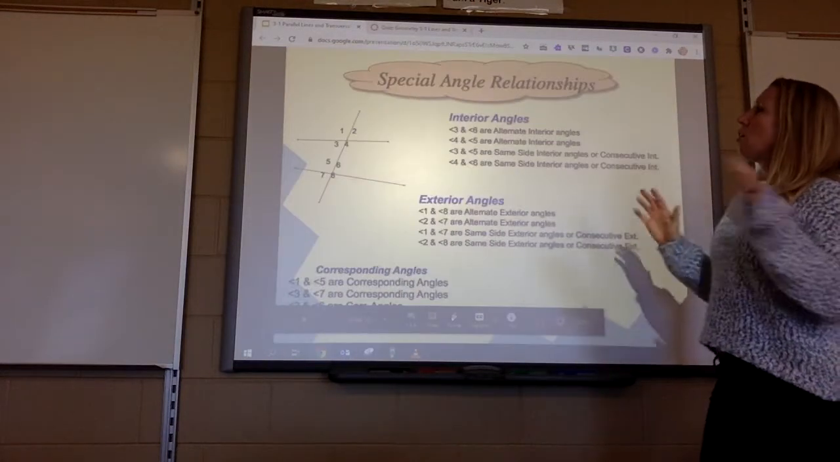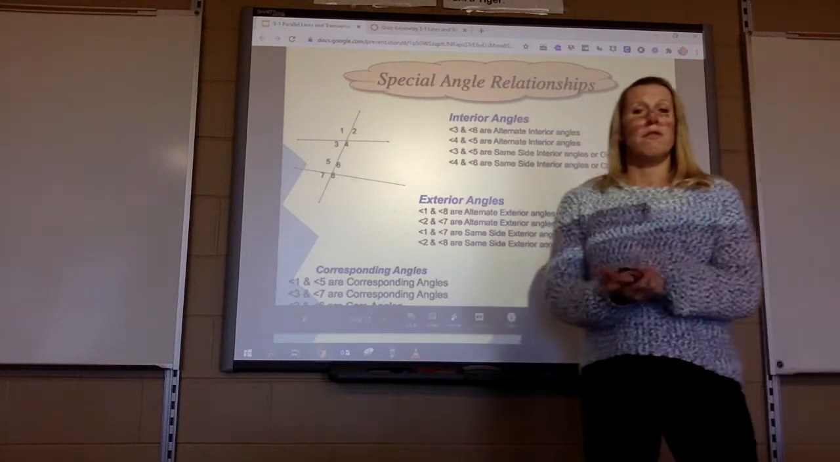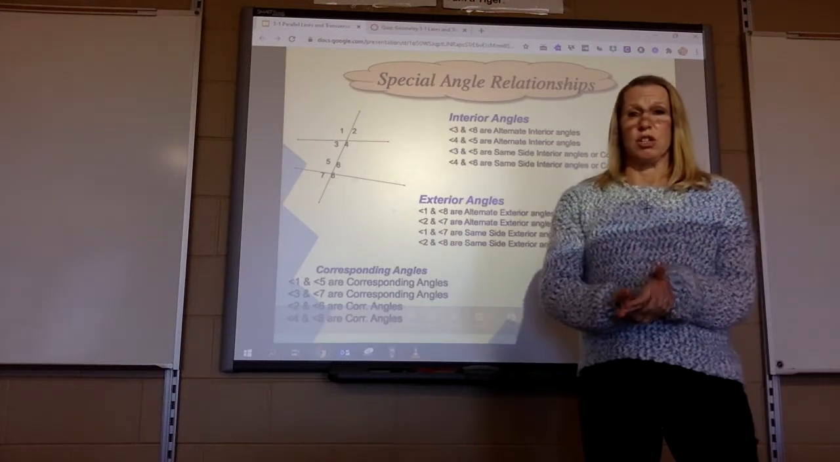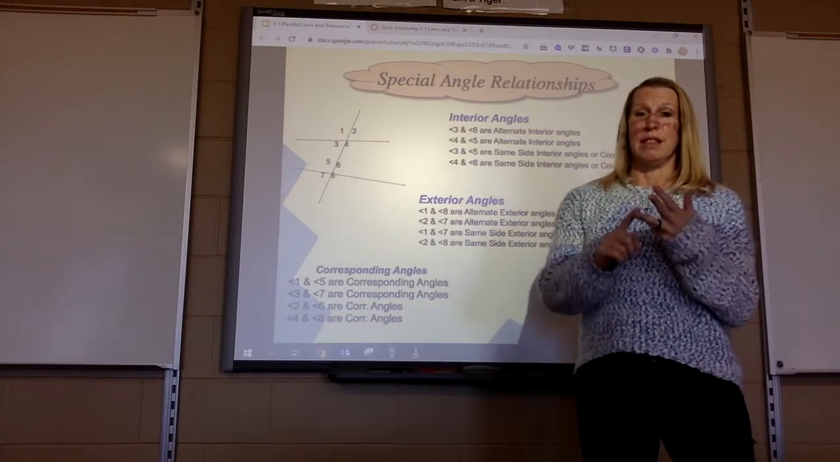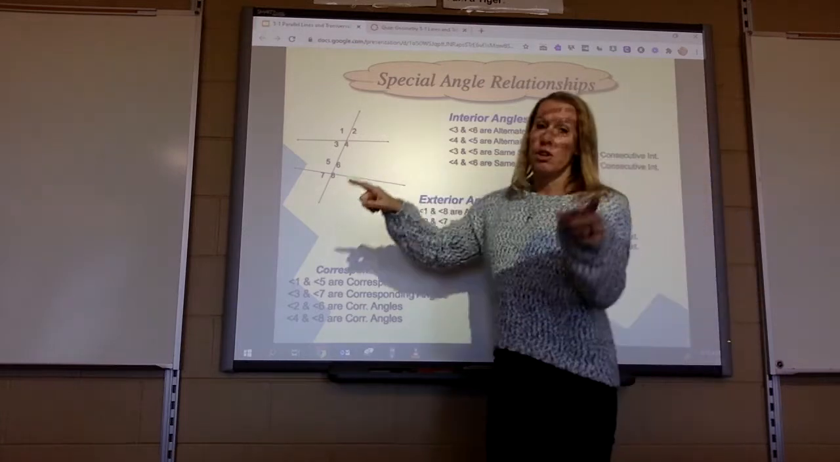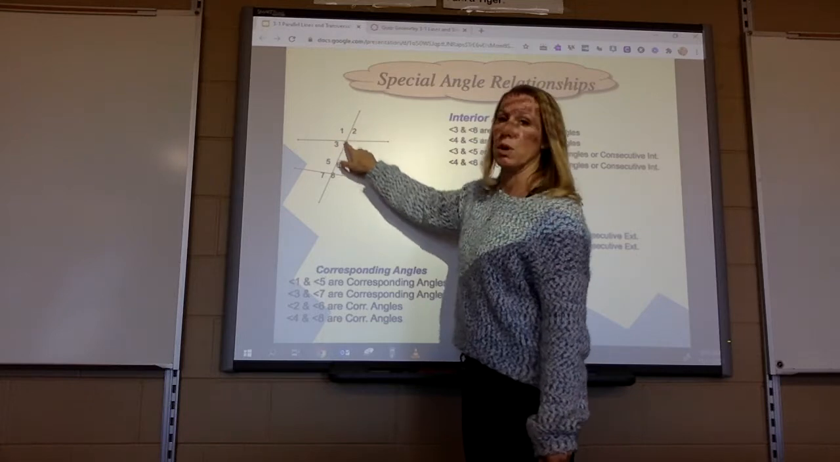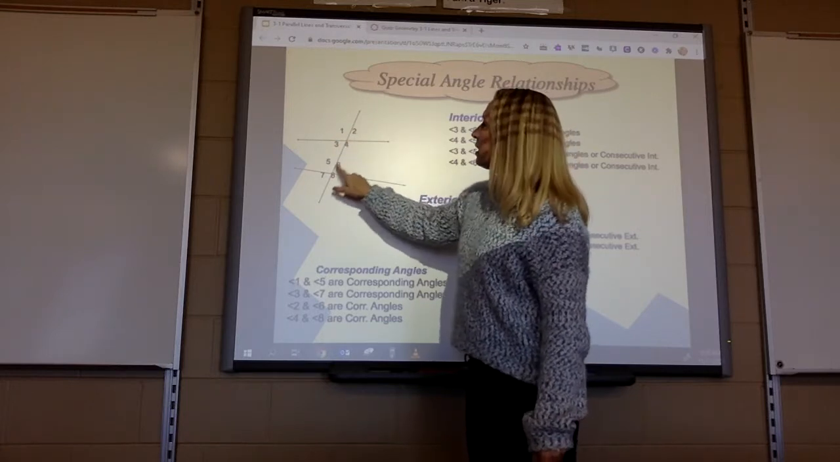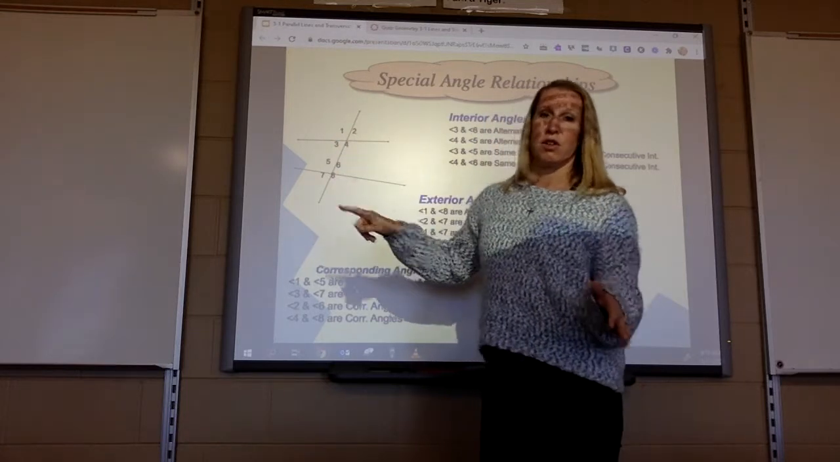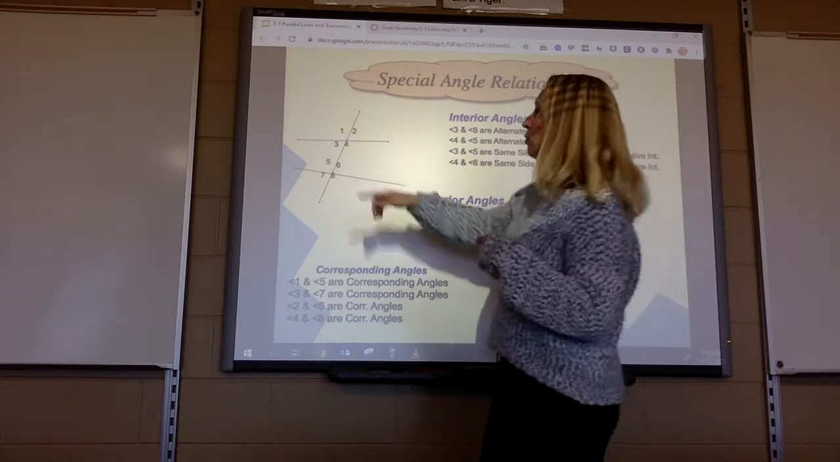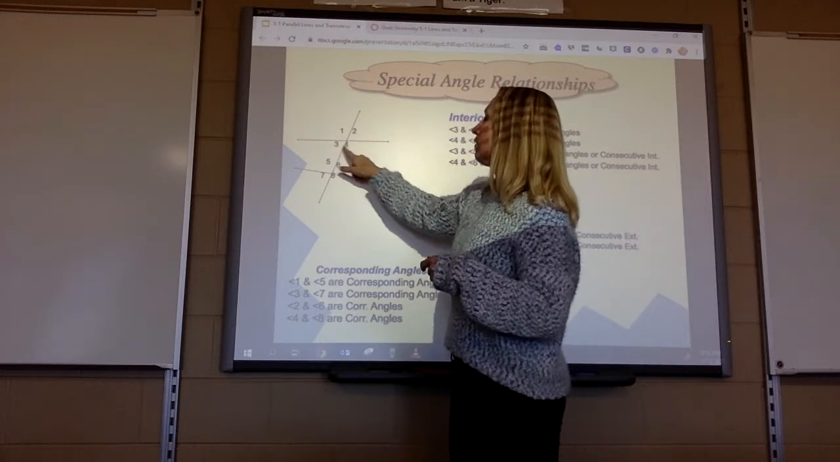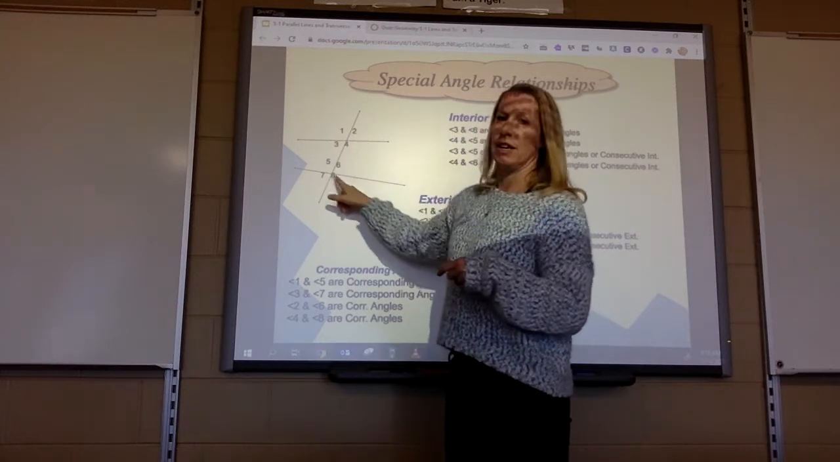So we've got all kinds of angles formed. Now don't forget about the angles we've already learned, like vertical angles and linear pair. So vertical angles would be like 2 and 3, 1 and 4, 6 and 7, 5 and 8. Those are vertical. Linear pairs would be like 1 and 2, 3 and 4, 5 and 6, 7 and 8.